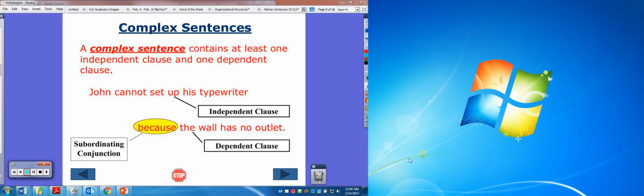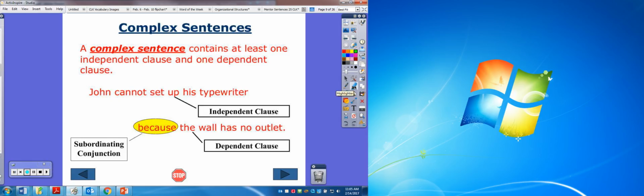Now we're moving on to complex sentences. A complex sentence contains at least one independent clause and one dependent clause. Here is the example. John set up his typewriter because the wall has no outlet. Again, John cannot set up his typewriter because the wall has no outlet.